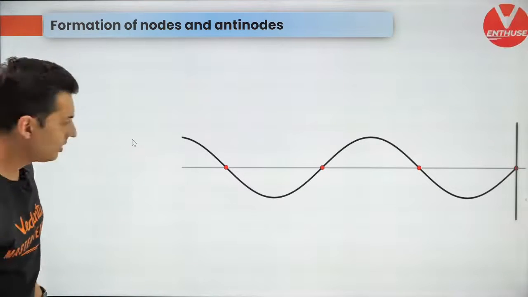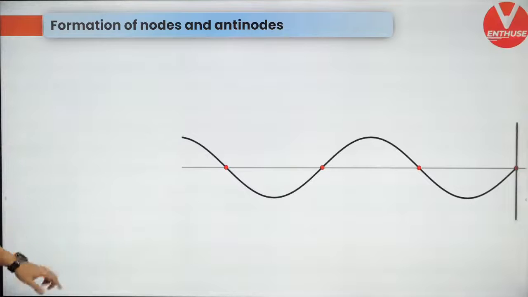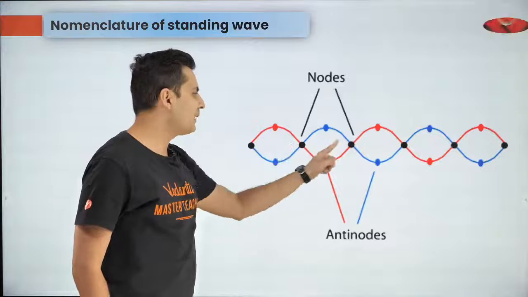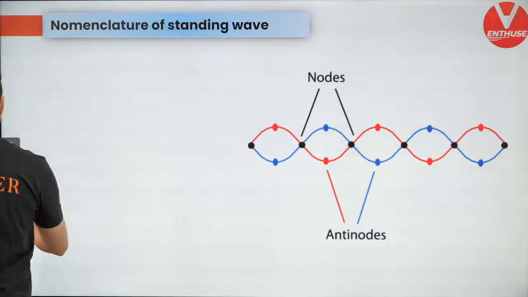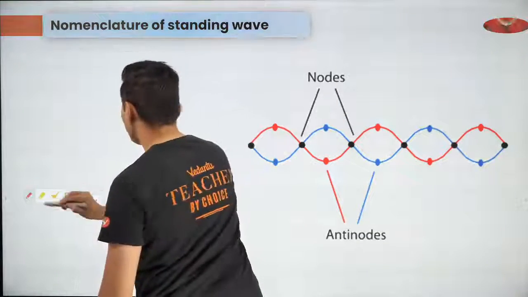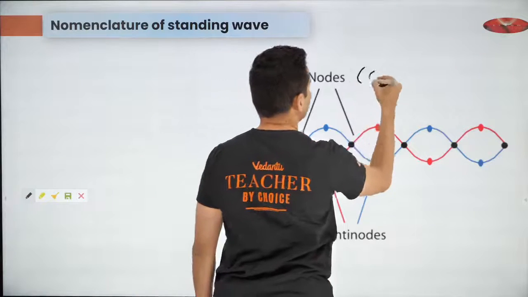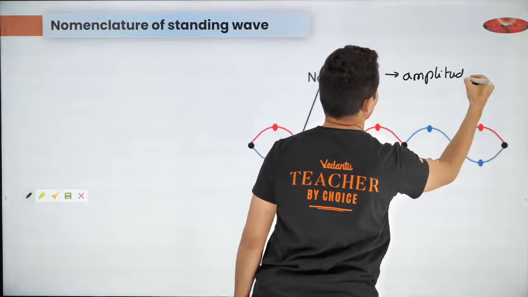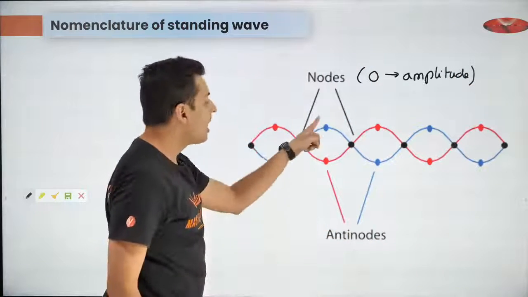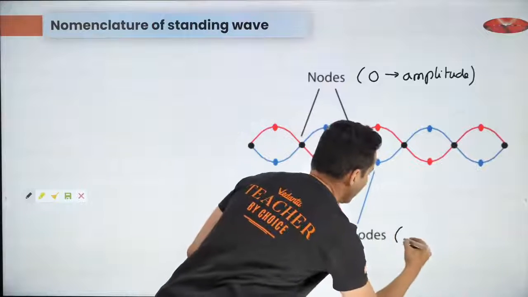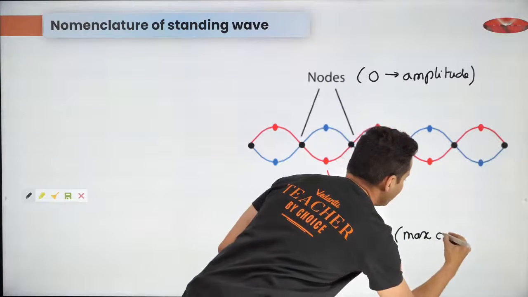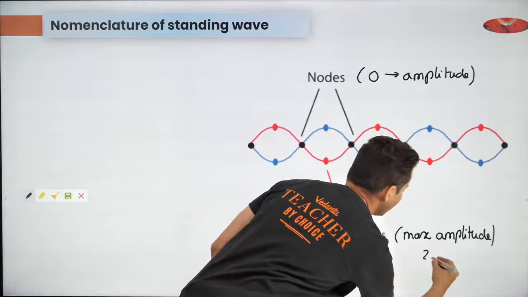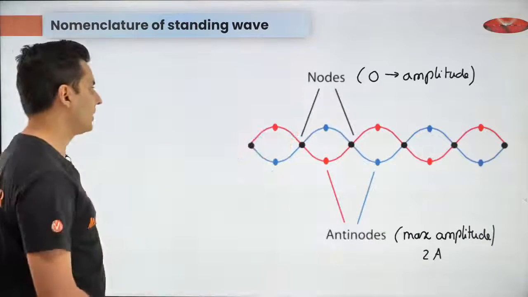Okay. So that was the formation of standing waves, guys. Now, what are those regions called? Well, nodes are those points with 0 amplitude. Keep this in mind. Similarly, what are antinodes? Antinodes are those points which have maximum amplitude. And what was that amplitude? Recollect, it was 2A.